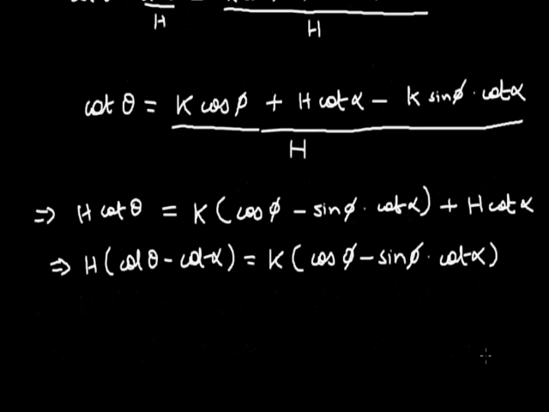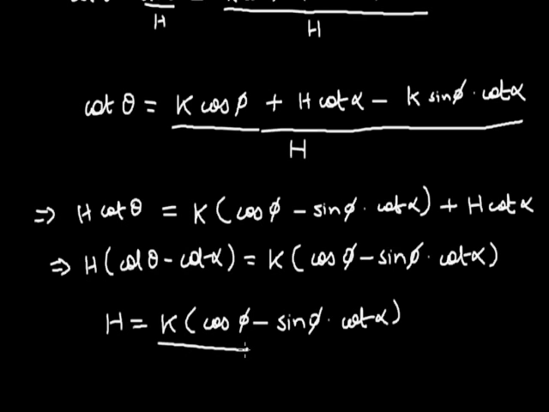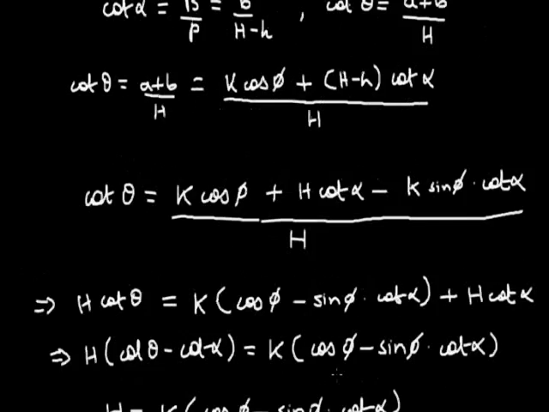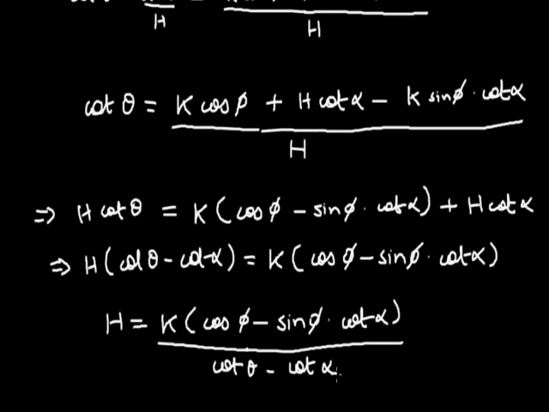Now we have to find out the value of capital H. So the value of capital H is equal to k into cos phi minus sin phi into cot alpha, whole divided by cot theta minus cot alpha. This is what we needed to prove initially, as asked in the question, that the height of the cliff, that is capital H, is equal to k into bracket cos phi minus sin phi into cot alpha upon cot theta minus cot alpha.